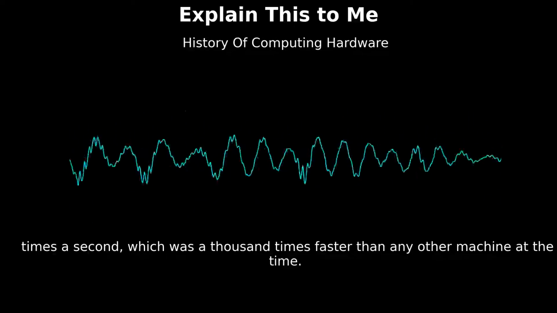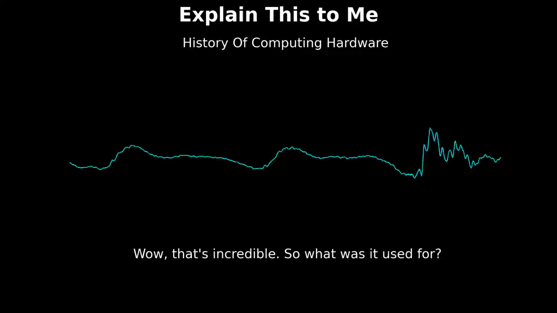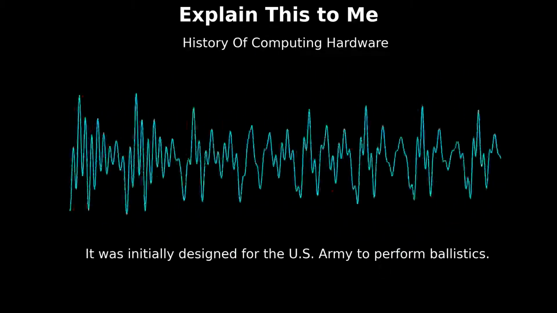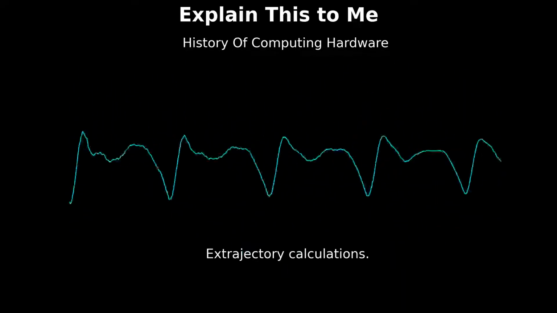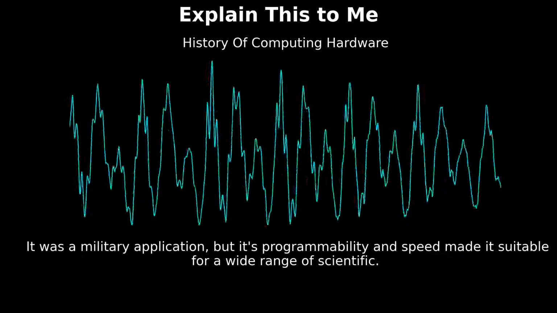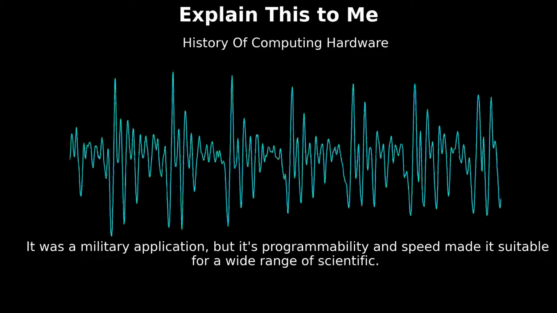It was initially designed for the U.S. Army to perform ballistics trajectory calculations. So it was a military application. It was a military application. But its programmability and speed made it suitable for a wide range of scientific and engineering tasks. So it was a general purpose computer? It was a general purpose computer.